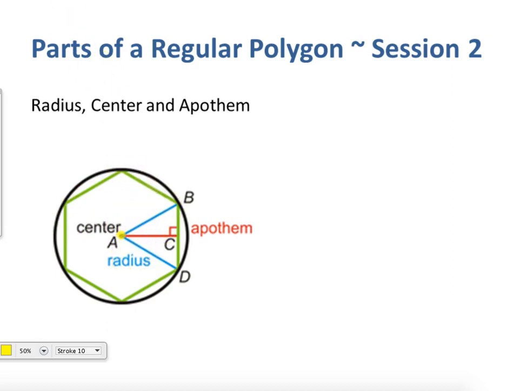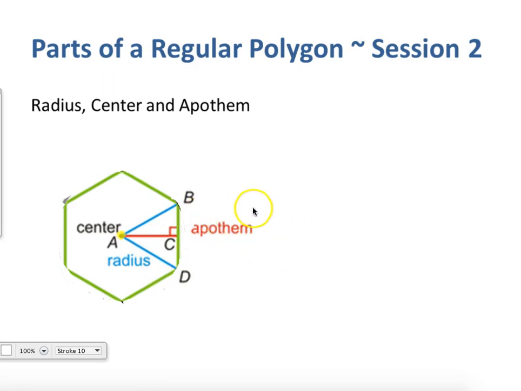You can ignore those sides that look like a circle. Let me take those out. I didn't want that to confuse you, so I got rid of that. So our polygon here is a 1, 2, 3, 4, 5, 6-sided polygon. We've talked about the radius. It goes from our center out and touches the polygon. We can have radiuses just like circles.